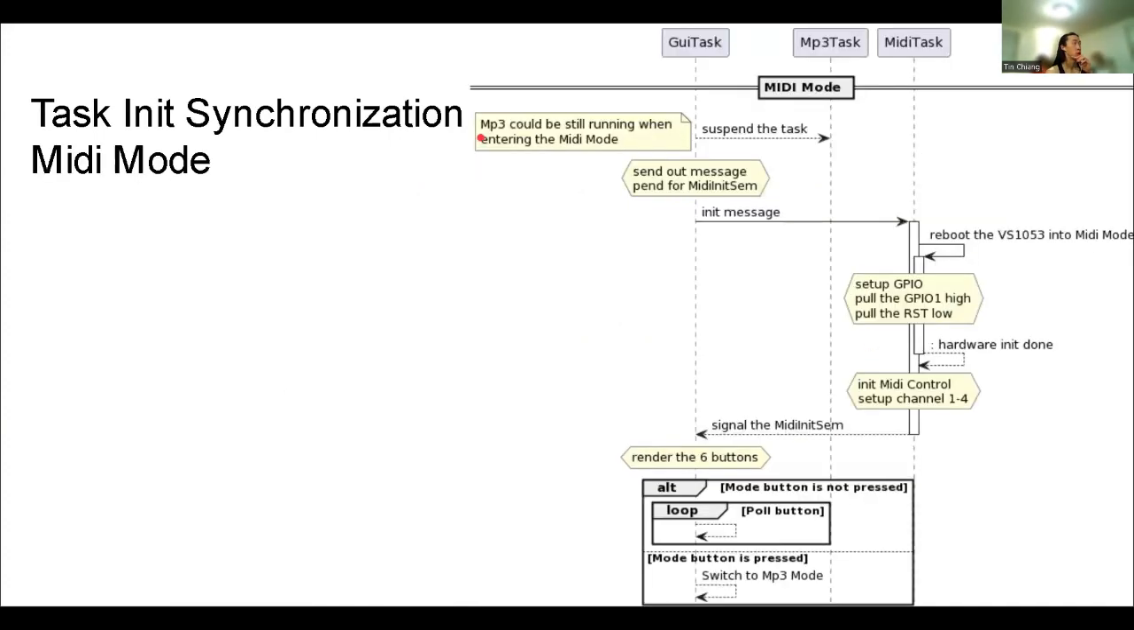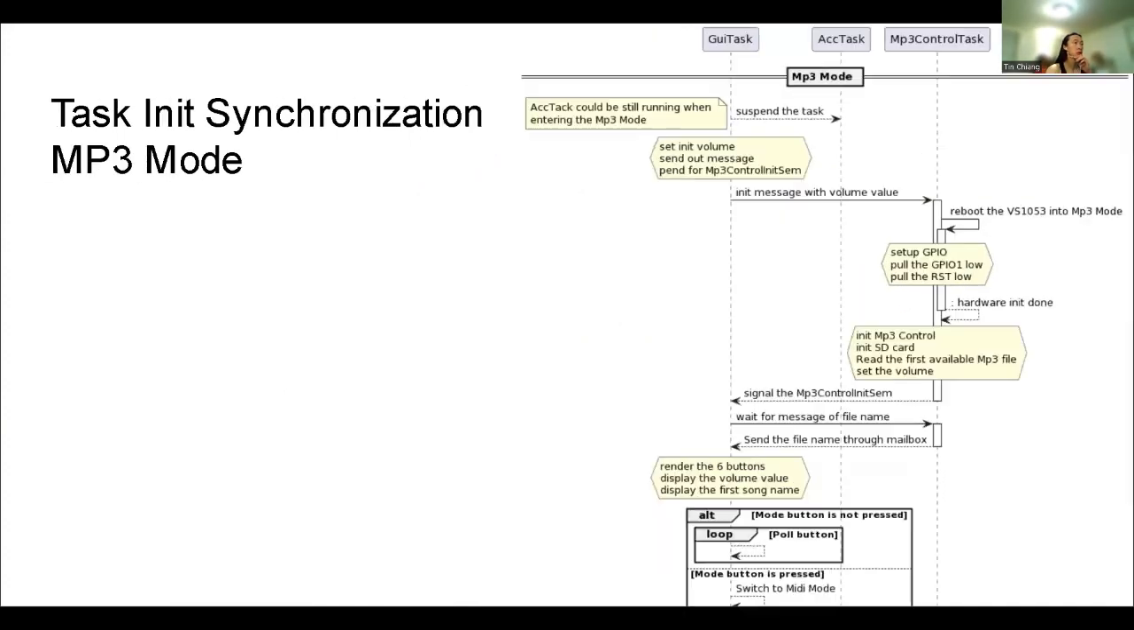So then we can talk about the task init synchronization for the MP3 mode. Whenever the device goes into the MP3 mode, we will always assume that the accelerometer task will still be running. So the first thing we do is to suspend the accelerometer task, no matter if it's running or not. After that, the GUI task will set up the init value for the volume and send out the message that contains the init message to the MP3 control task.